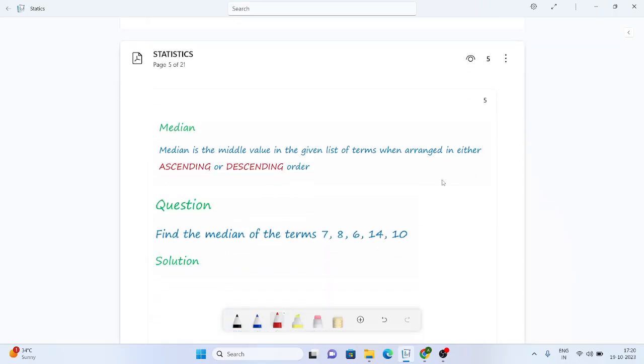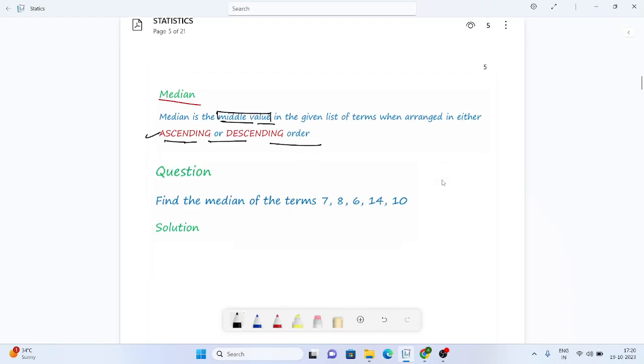Okay. Second is median. So what is median? Median is the middle value in the given list of terms which are in either ascending or descending order. So it is the middle value. But you have to concentrate and focus on the fact that it is either in ascending order or descending order. So I use the ascending order. You may use ascending or descending, both. So you have to first arrange the numbers into ascending or descending, then you have to find the middle value.